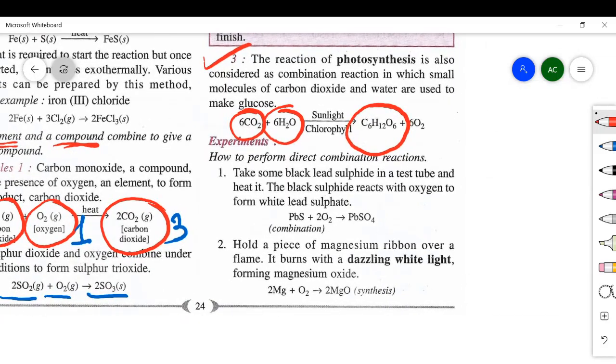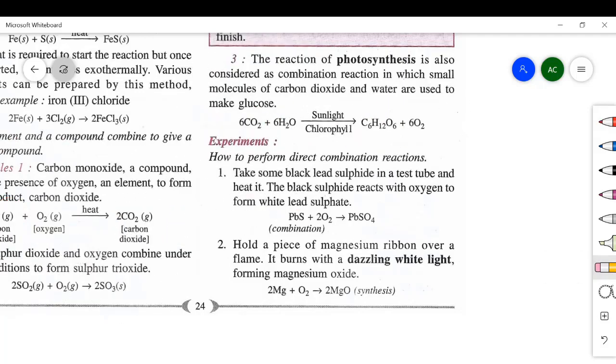How to perform a direct combination reaction, means how you will do this in the laboratory. So we are doing some activities, some experiments. They have taken black lead sulfide, that is PbS, in a test tube and you are heating it. When you are heating it in air, you are adding oxygen to it. So oxygen is being added to lead sulfide and this will form a new compound known as lead sulfate. Okay, so this is a combination reaction because two things are combining to form a single product.